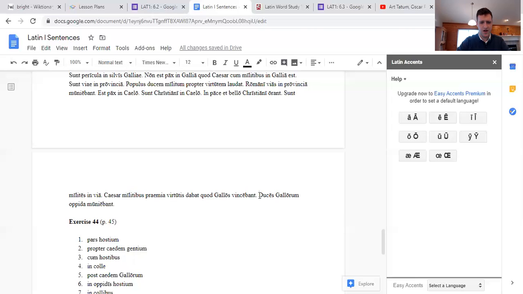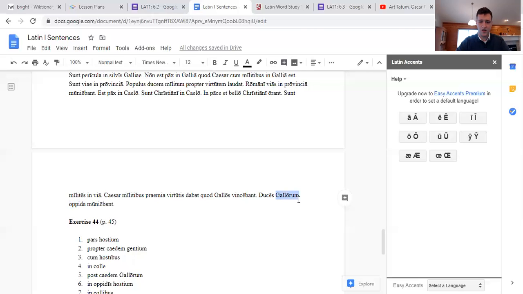Okay, last one here. Duces Gallorum oppida muniebant. Where's our verb? Muniebant, third plural imperfect active. It means build. So they were building. Now we need a nominative plural. Duces, third declension, nominative plural. The leaders were building, and you build, it's a transitive verb, so you build something that's accusative. We have oppida, neuter, accusative, plural. The leaders were building towns.